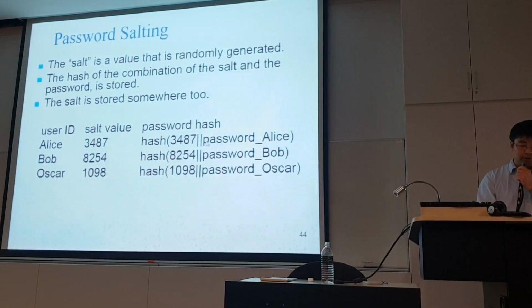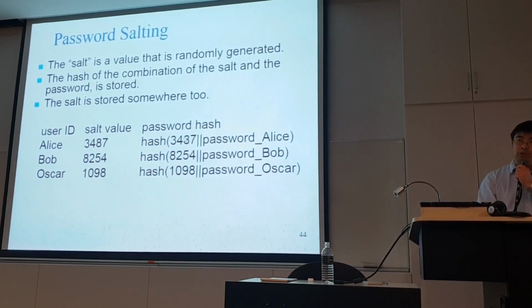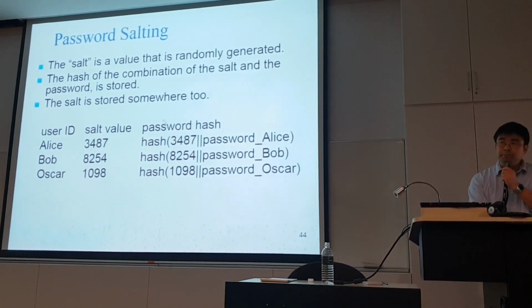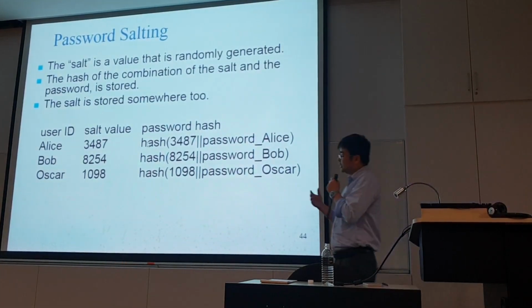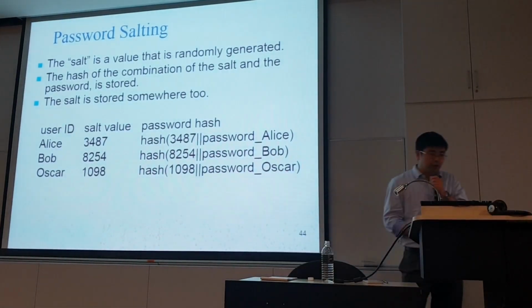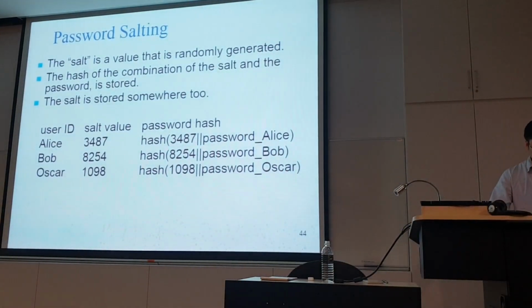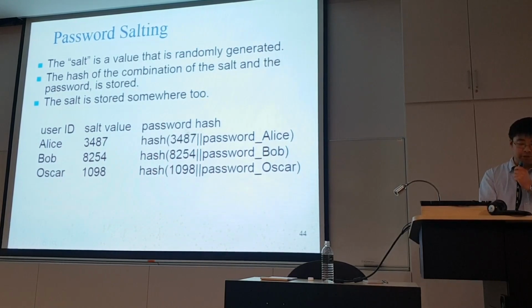So this is concatenation. Then you hash these two, and compare whether the hash value is the same as the stored hash value. If they are the same, then the user will successfully log in. If they are different, then the user will be rejected. So this is how the Unix system performs user authentication using hashing and salting. So we hash the password together with the salt value.